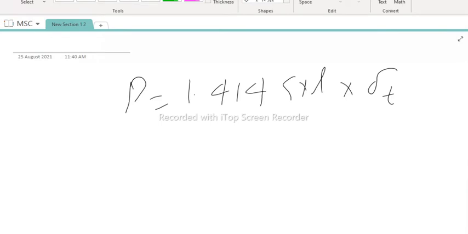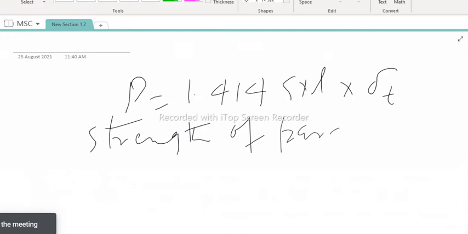Similarly, we have the parallel fillet weld. Strengths of parallel fillet weld joints are designed for shear strength. Okay, so A will be the same. Let me write this. Strength of parallel fillet welded joint.